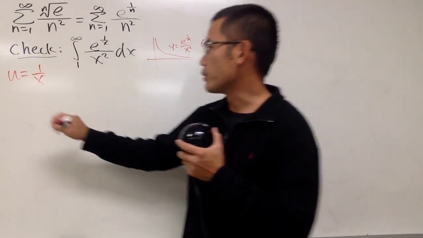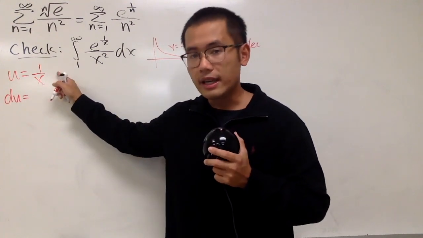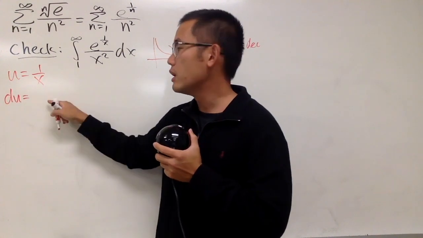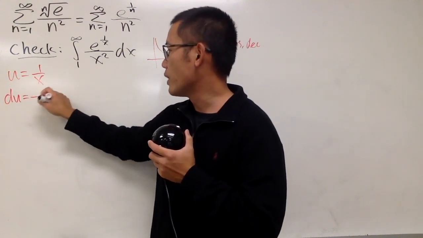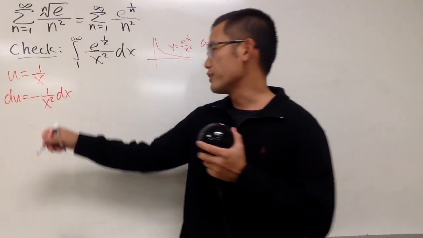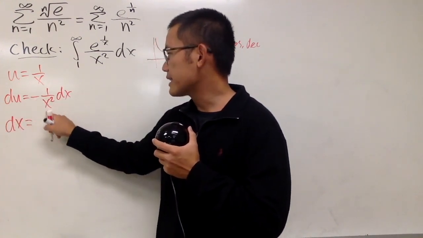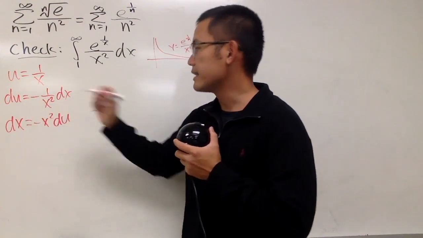And we can just differentiate both sides real quick. du is the same as, this is like saying x to the negative 1 power, bring the negative 1 to the front, minus 1 to the power. We get negative x to the negative 2. So that's negative 1 over x squared dx. And because of the negative, we just isolate the dx. Multiply negative x squared on both sides. We have negative x squared du like that.